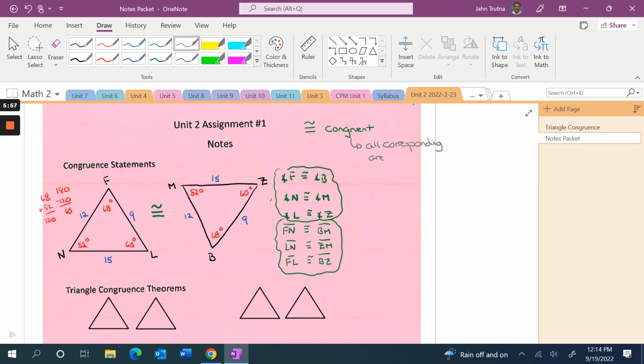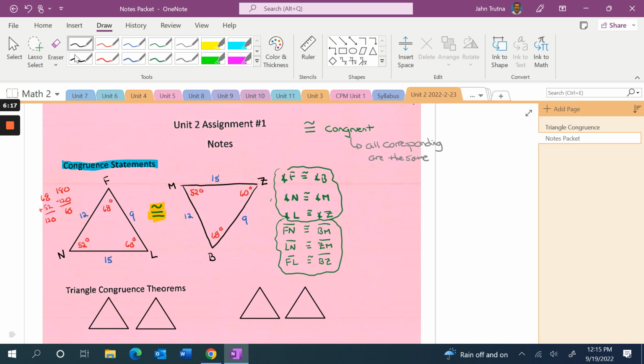Okay, are the same. Now, whenever you know that two shapes are congruent with each other, in this case these two triangles are congruent with each other, then we could write what is known as a congruent statement.